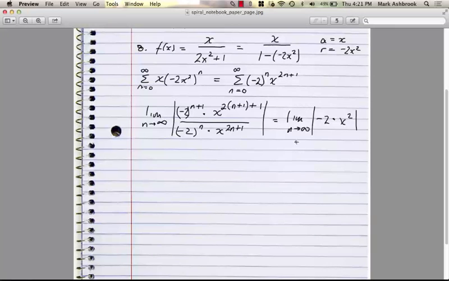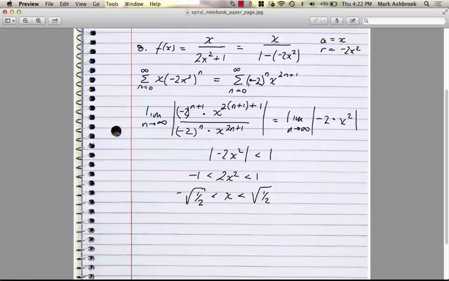Okay, and so as n goes to infinity, we just get this, right? There are no n's in there, so this doesn't care about what n does. So basically we have that negative 2x squared has to be less than 1, or 2x squared less than 1 and greater than negative 1. So I think x is going to be less than square root of 1/2, and greater than negative square root of 1/2. Is this right?